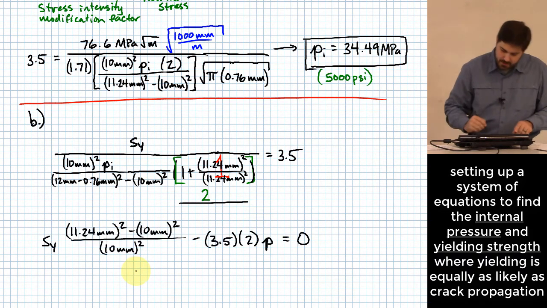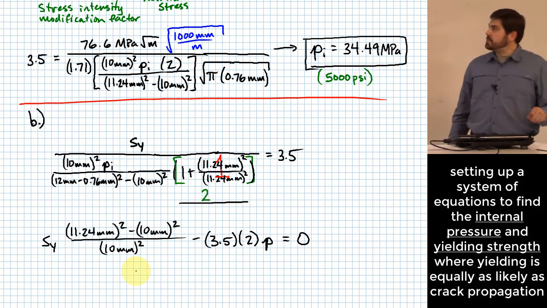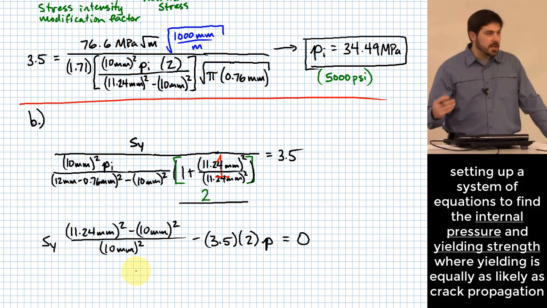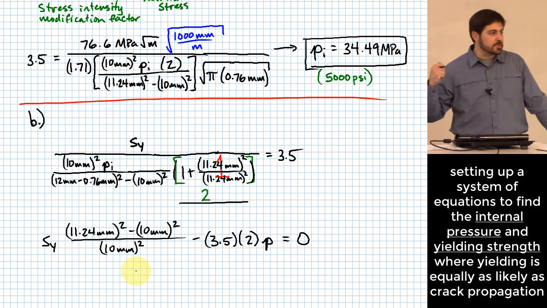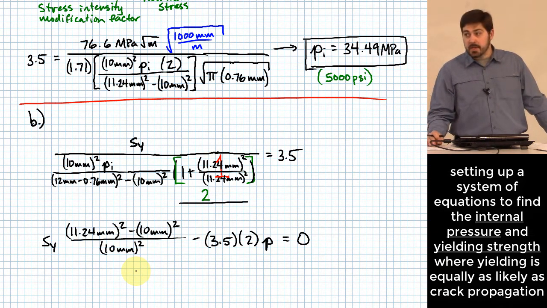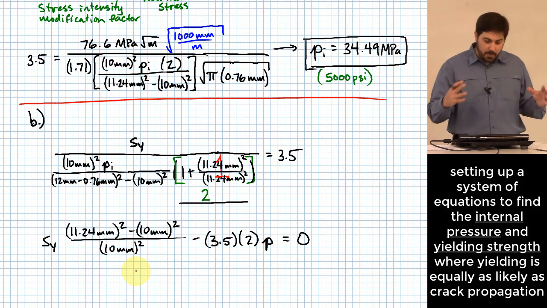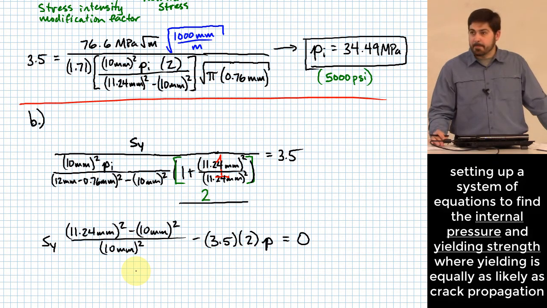All right. So now I have this two-variable equation. If I can find another equation in terms of those same two variables, S sub y and P, then I can solve a system of two equations and two unknowns and come up with both P as well as what S sub y is going to be to cause both of these to happen at the same time. Where might I get another equation?